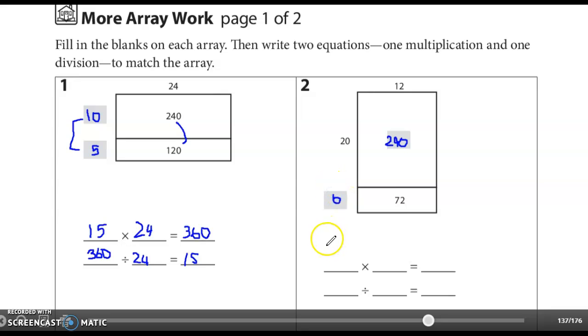So if we go down here and write our multiplication equation, we're going to put these two together. 20 plus 6 is 26 times 12 is going to be, and you're going to add these two up to get your final answer. So it's going to be 312. So next we take 312 and we divide it by 26, and that equals 12. Or you could have said 312 divided by 12 is 26. Either way would have worked.